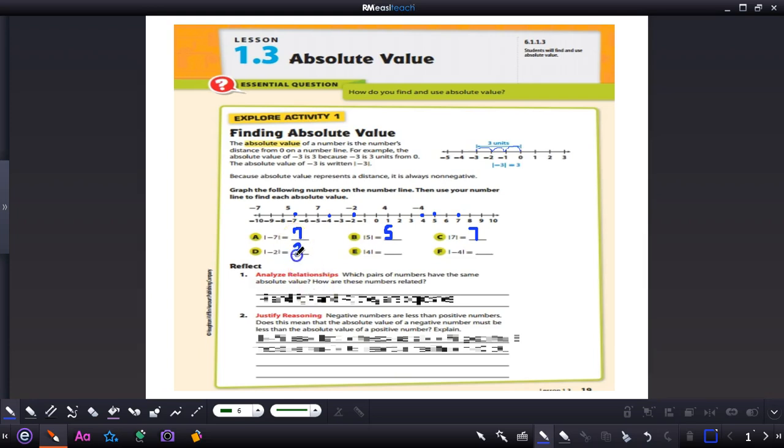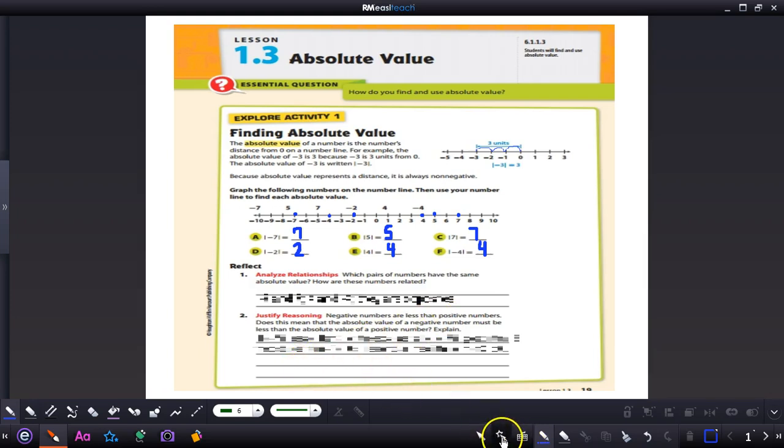Letter D, -2. What's the absolute value? It is 2. Remember, absolute value is always non-negative. In other words, it's never a negative. It's just how far it is from 0 on the number line. Letter E, +4. So we take a look at +4. It's 4 away from 0 on the number line. Letter F, -4. So 4 places from 0 on the number line as well. Okay, so we can see all the absolute values for letters A through F.